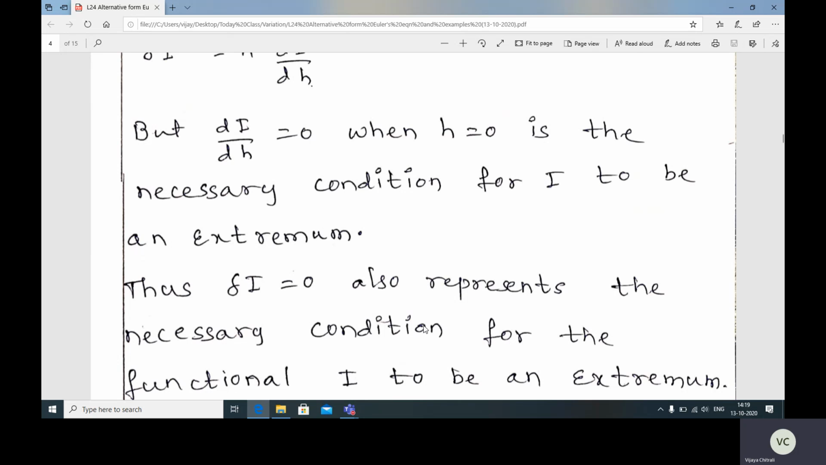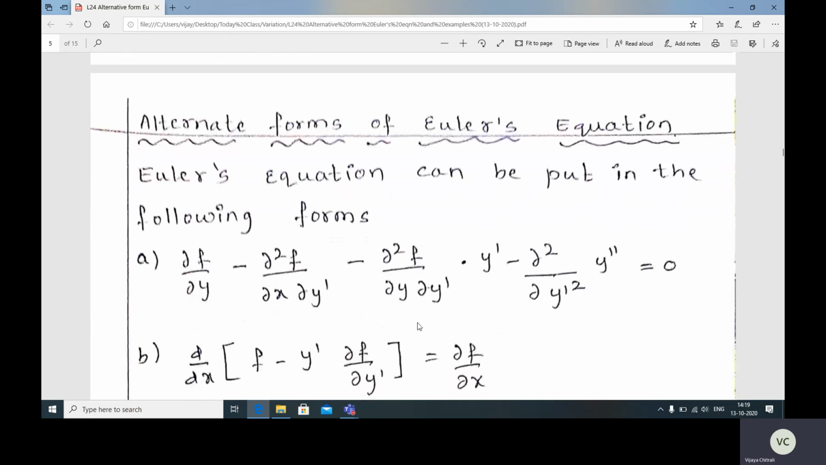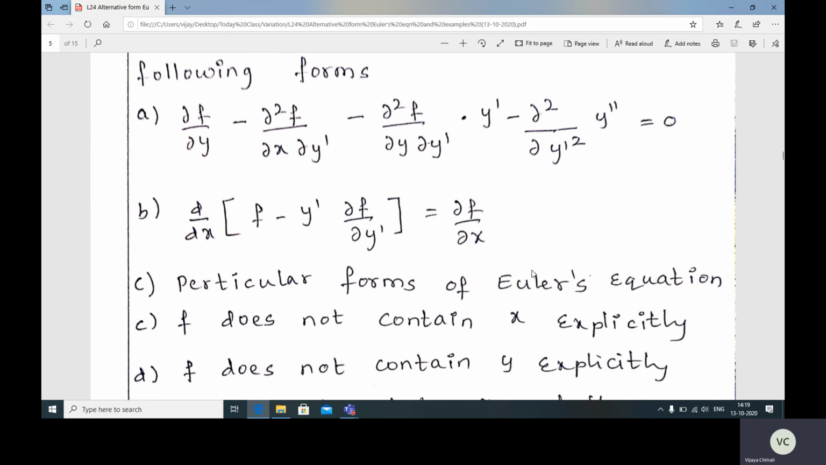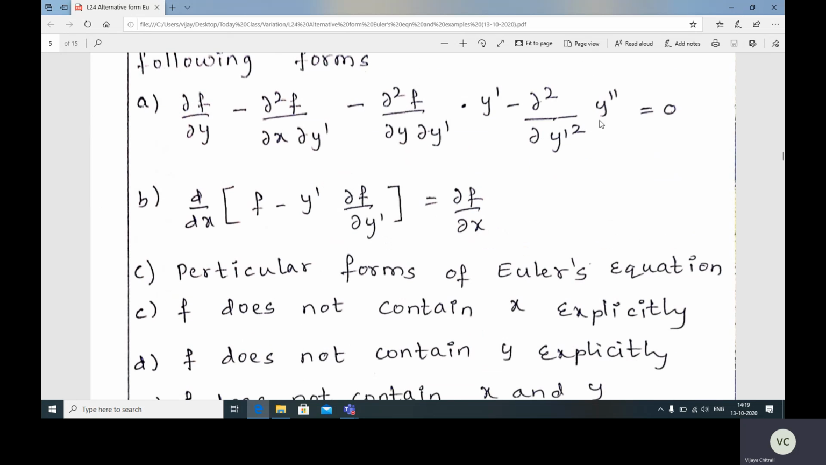Thus delta I equal to 0 also represents the necessary condition for the functional I to be an extremum. Now we'll discuss alternate forms of Euler's equation. The first one: dou f by dou y minus dou square f divided by dou x dou y dash minus dou square f divided by dou y dash dou y into y dash minus dou square f divided by dou y dash squared into y double dash is equal to 0. And the second one: d by dx of f minus y dash dou f by dou y dash is equal to dou f divided by dou x.